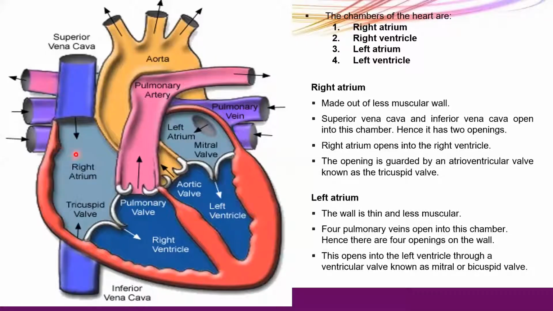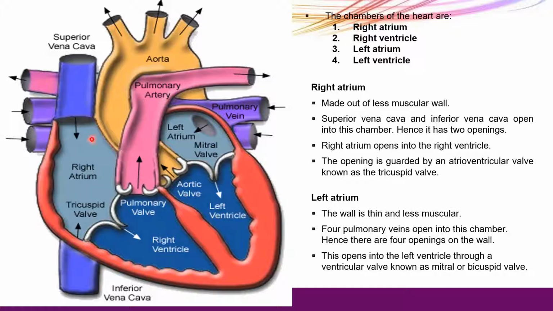So let's focus on the chambers first. We will be talking about the right atrium and the left atrium. If you look at the wall here, this is the right atrium, and then you look at the wall of the left atrium as well. These are less muscular in both cases. The wall is thin and less muscular.